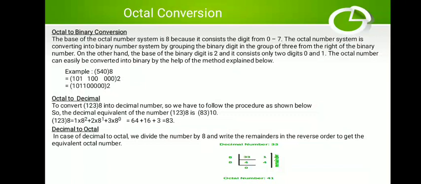3 binary digits. Suppose, for an example, take number 5. How do you represent the number 5 in binary? Grouping into 3 bits, that is 101. Now, suppose we have to convert a given octal number into binary.